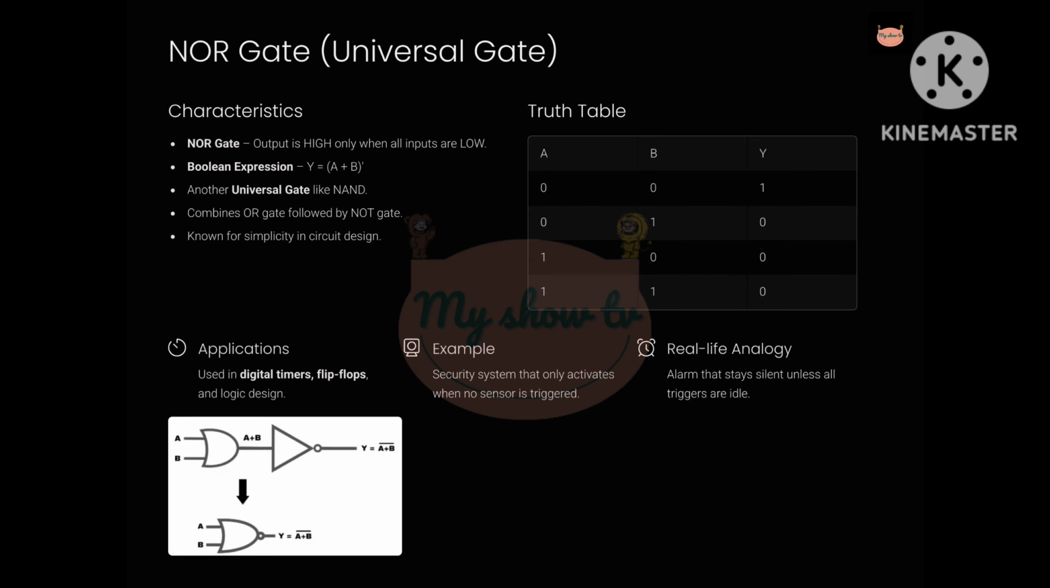NOR gate. 1. Outputs 1 only if all inputs are 0. 2. Boolean, y equals (a plus b) bar. 3. Example, streetlight remains off unless all light sensors read darkness. Significance, these gates are called universal gates. Any other gate can be made using just NAND or just NOR. They are widely used in digital circuit design for flexibility and cost savings.